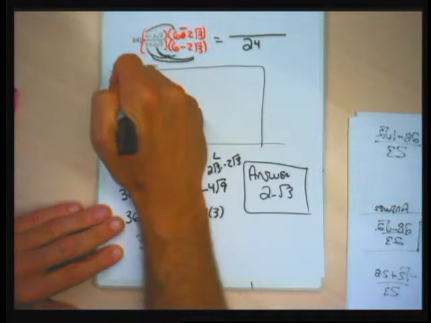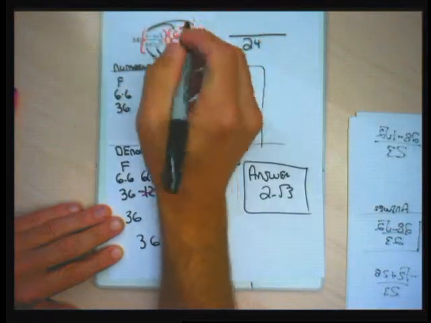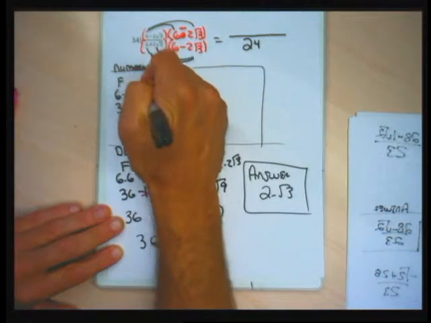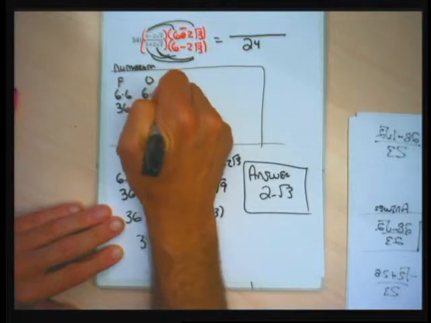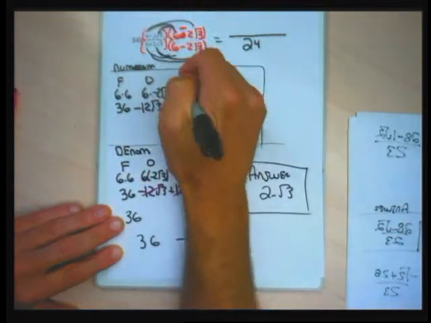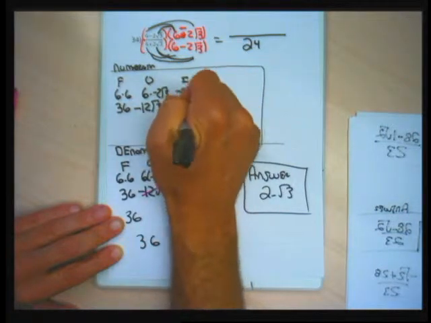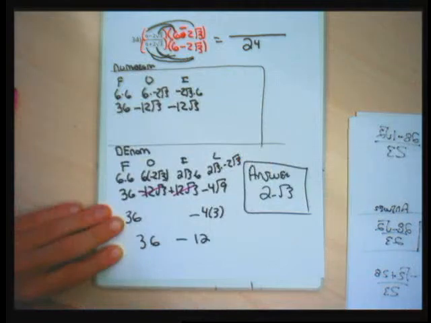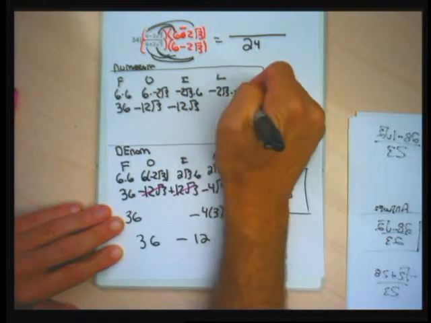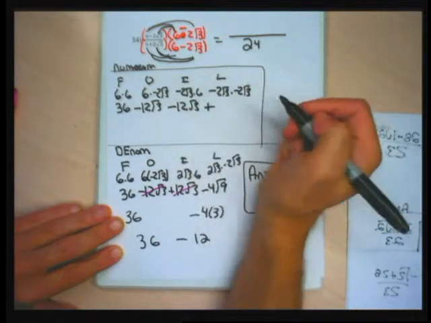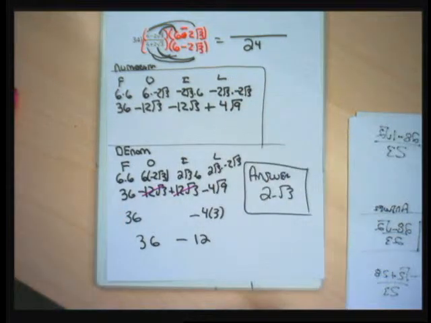Firsts are 6 times 6, which is 36. Outers are 6 times minus 2 square root of 3, which is minus 12 square root of 3. Inners are minus 2 square root of 3 times 6, which is another minus 12 square root of 3. And lasts are minus 2 square root of 3 times minus 2 square root of 3, which is a positive. I multiply the 2's and the 3's and get a positive 4 square root of 9.